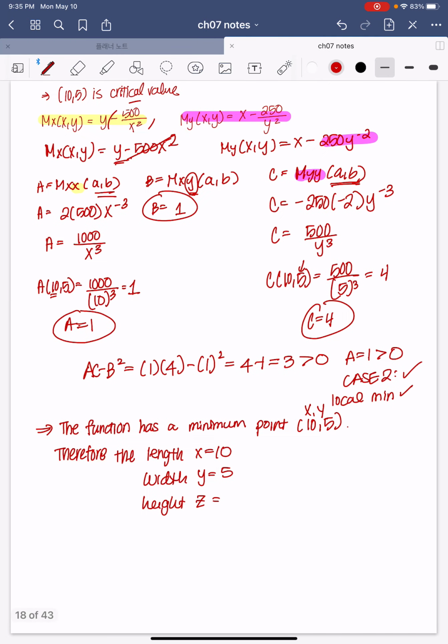So I have xyz equals 125. So let's plug it in. X equal 10, y equal 5, z 125. So 50z is equal to 125. Let's divide it by 50. Z is equal to 125 divided by 50. I get 2.5 inches.